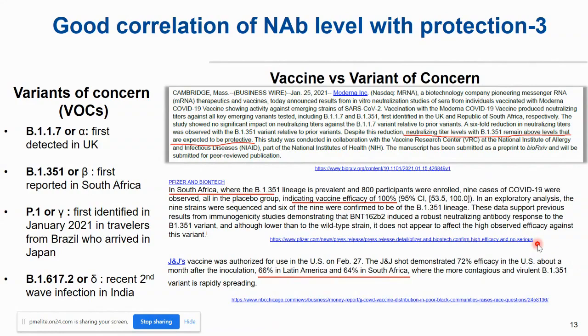On the left, you can see a list of those highly contagious and highly concerning variants. Alpha was first detected in the UK, Beta in South Africa. Gamma was first reported in Brazil, and now I think the most concerning is the Delta, right? The B.1.617.2.